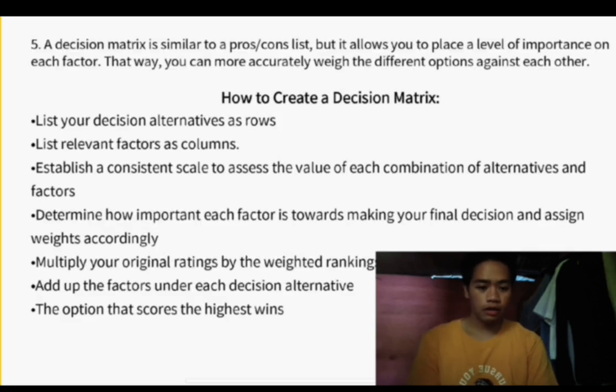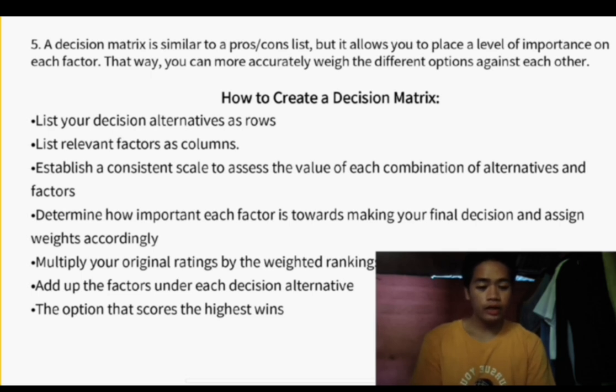A decision matrix is similar to a pros and cons list, but it allows you to place a level of importance on each factor. That way, you can more accurately weigh the different options against each other. How to create a decision matrix? Number one, list your decision alternatives as rows. List relevant factors as columns. Establish a consistent scale to assess the value of each combination of alternatives and factors.